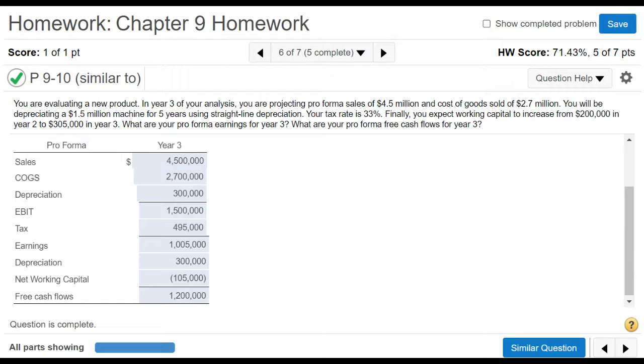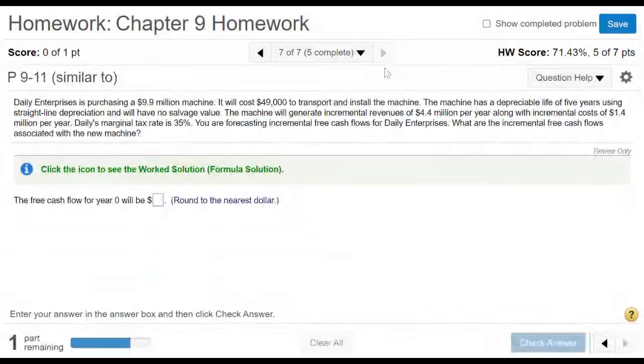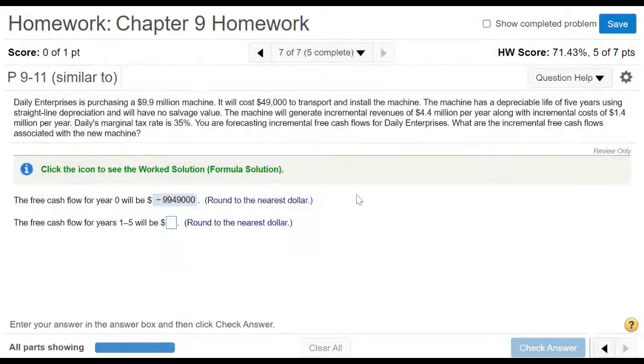If everybody got it, let's see. Okay, so let's do this one. This one, first answer is negative 9,949,000. Did I put that? 9 million? Oh, yeah. Okay, that's the first part.